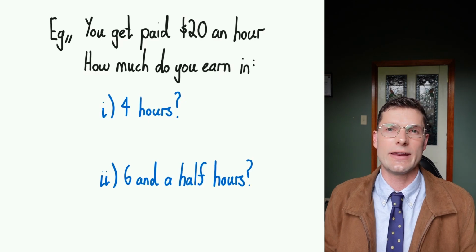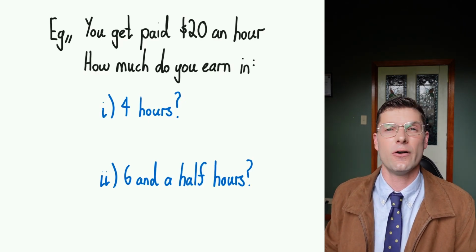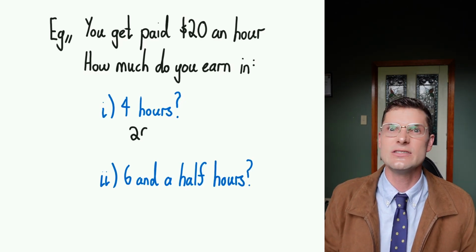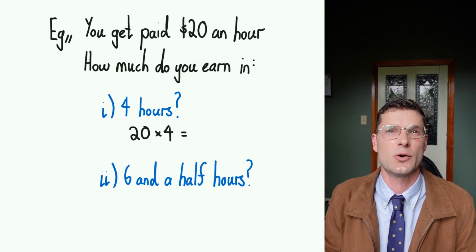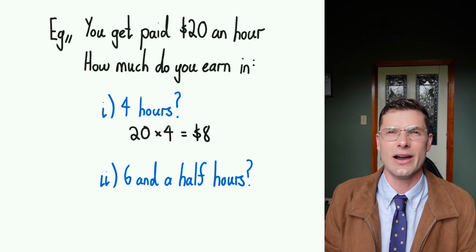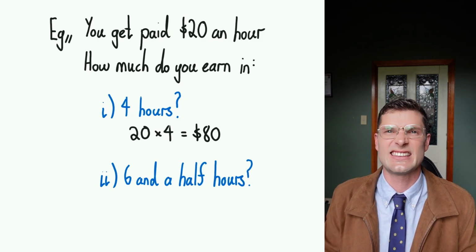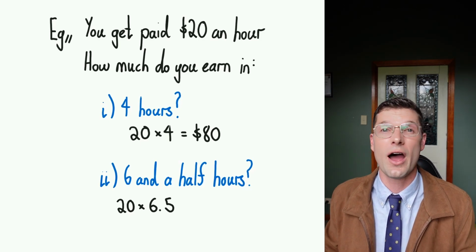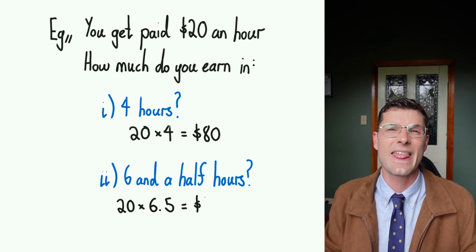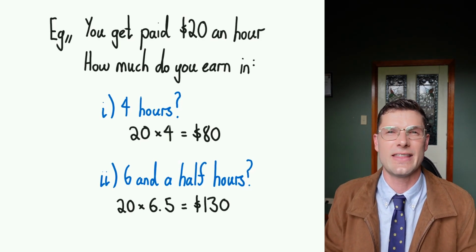So if you earn $20 an hour, how much money do you make for a 4-hour shift? All you've got to do is take those $20 and multiply it by the time you did work. 20 times 4 is equal to 80, so you made 80 bucks. And if you're working a longer shift, 6.5 hours, how much money did you earn? $20 multiplied by 6.5 is equal to 130 bucks. That's how much you're walking home with after that one shift.